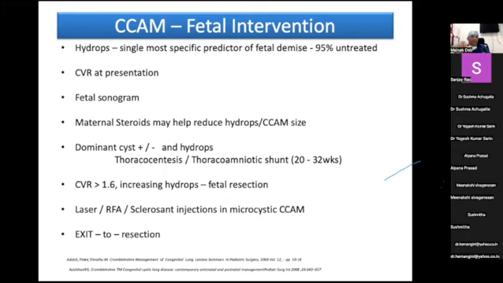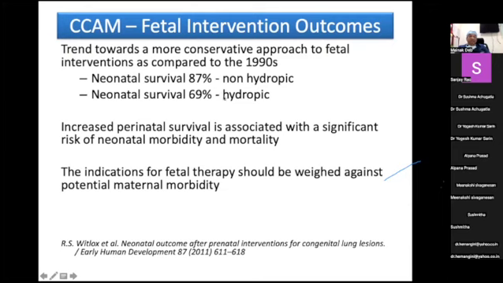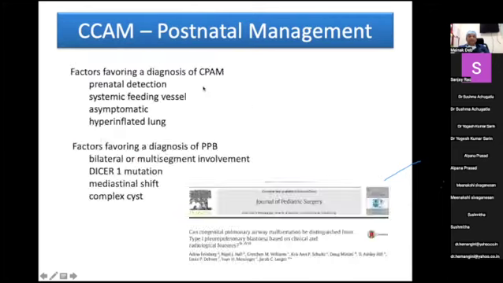The problem with hydrops is we know that fetuses with lung lesions and a CVR with hydrops, untreated, have a very, very high intrauterine mortality rate. The mortality rate goes up to 95% of those untreated. So the CVR at presentation and the presence of hydrops matter.